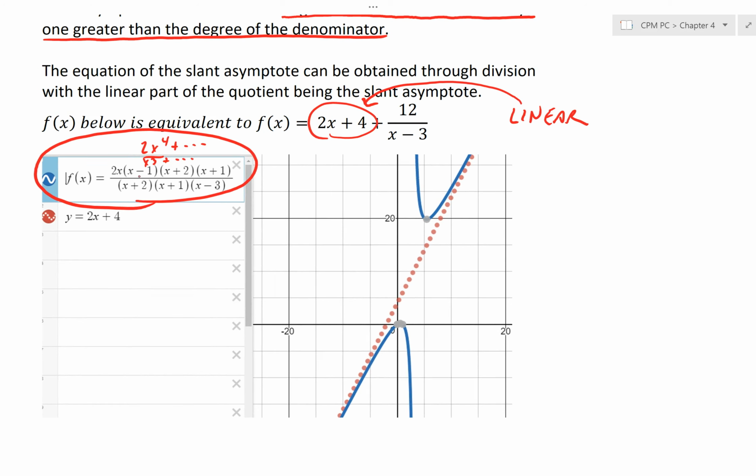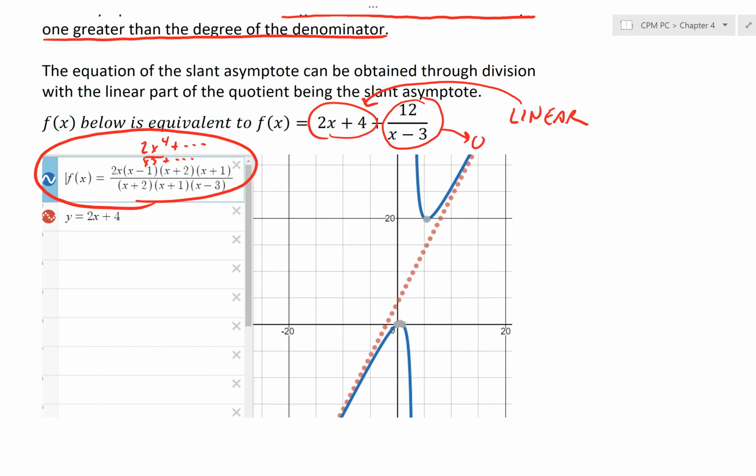But we would divide the top by the bottom, and that would give us, if we do the long division, that the answer would look like this expression here. And we're interested in the linear part. Okay, so the linear part is just the 2x plus 4. Because what's going to happen to the rest of it, what's going to happen to 12 over x minus 3 as x goes to infinity? It's going to approach 0.